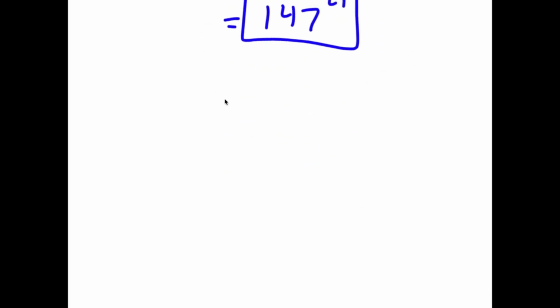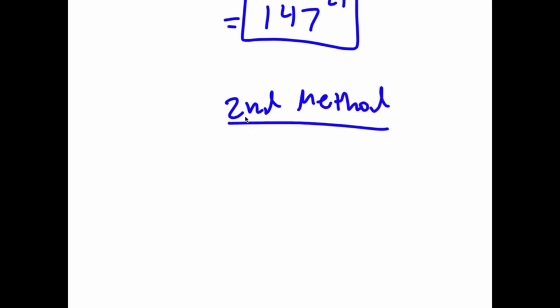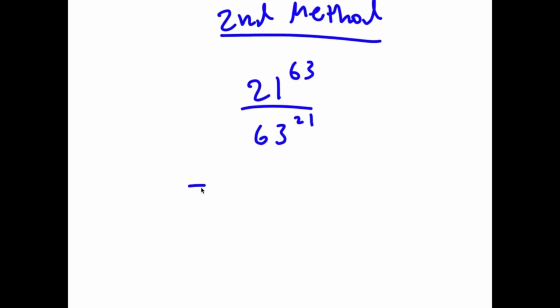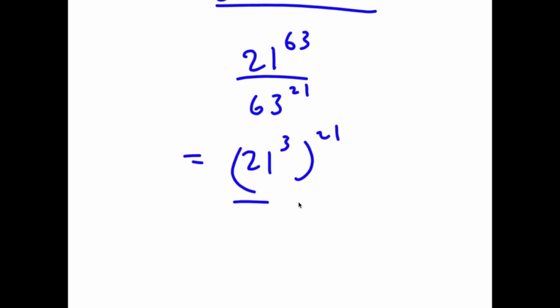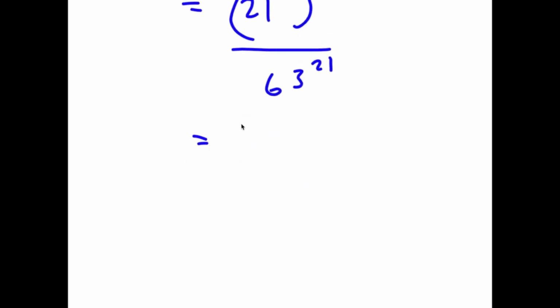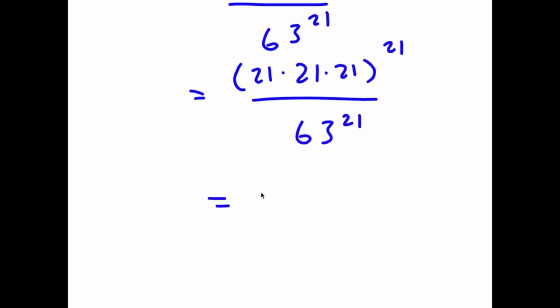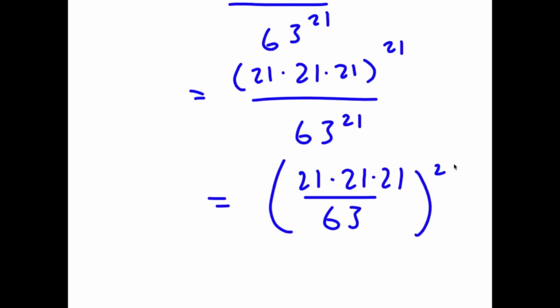Now I actually have a second method of solving this problem. So again, I first start with 21 to the power of 63 over 63 to the power of 21. Now this time, I'm going to rewrite 21 to the power of 63 as 21 cubed to the power of 21. Now I have this over 63 to the power of 21. And now this is equal to 21 times 21 times 21 to the power of 21 over 63 to the power of 21, which is equal to 21 times 21 times 21 over 63 to the power of 21.